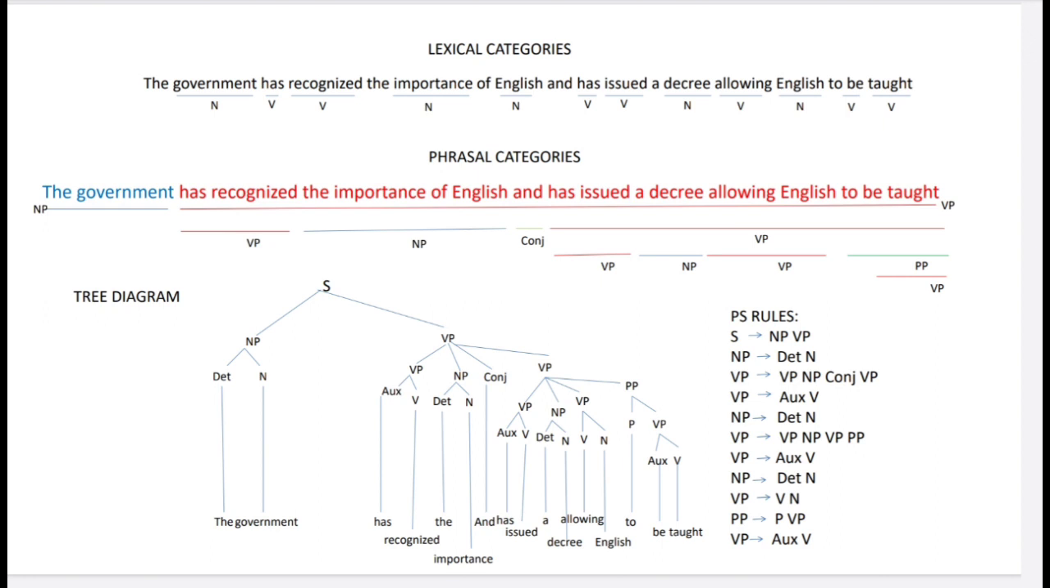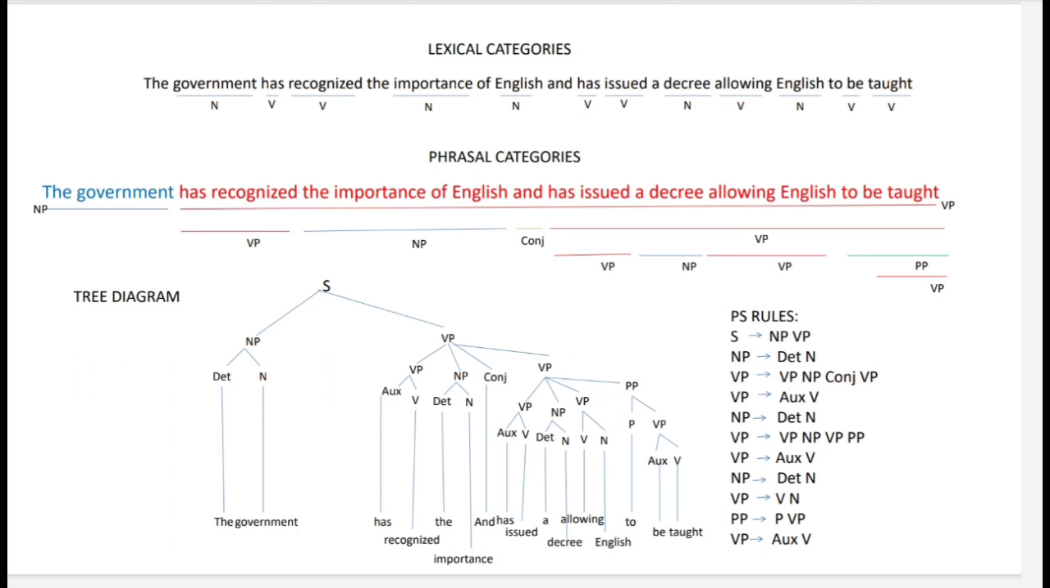As I said before, the function of the tree diagram, phrasal categories, and PS rules is to know the structure of the sentence deeply. What is the position of the sentence? This sentence has a structure. What is the structure? Noun phrase and verb phrase. One sentence consists of two phrasal categories that are noun phrase and verb phrase. The noun phrase consists of determiner and noun.